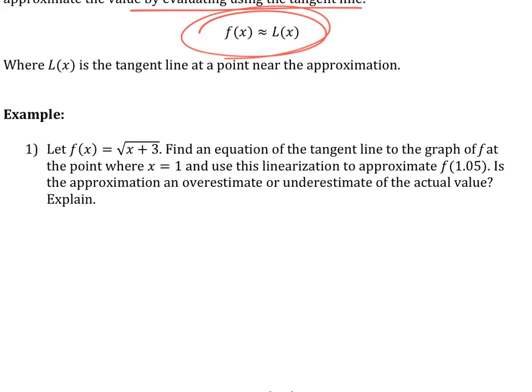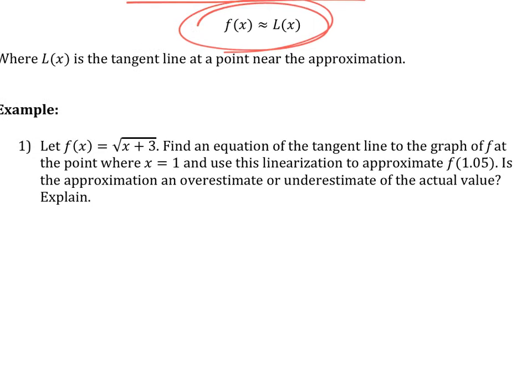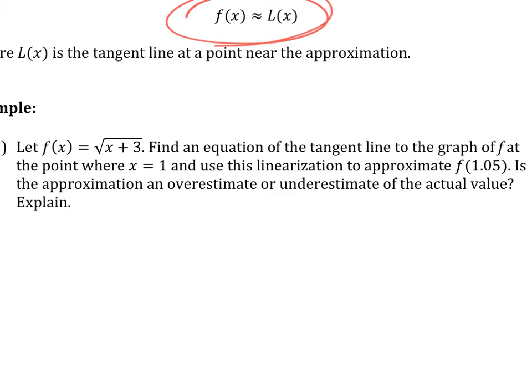Okay, let f of x equal square root of x plus 3. Find an equation of the tangent line to the graph of f at the point where x equals 1 and use this linearization to approximate f of 1.05. Is the approximation an overestimate or underestimate of the actual value? That's a lot of information. Okay, so you have a function, f of x equals square root of x plus 3. So in your mind, imagine how it looks. Square root x, move to the left 3. You're going to create an equation of a tangent line to this graph at the point where x equals 1.